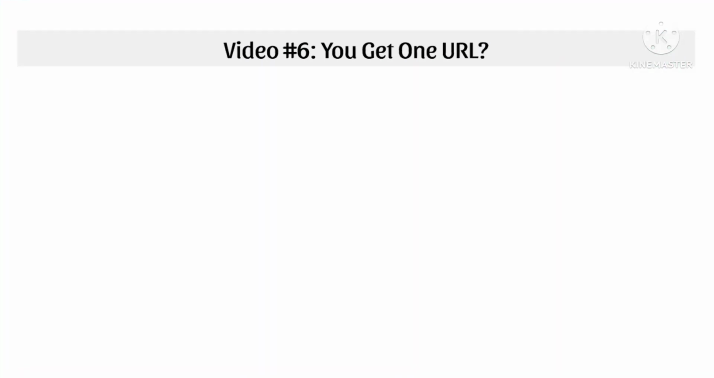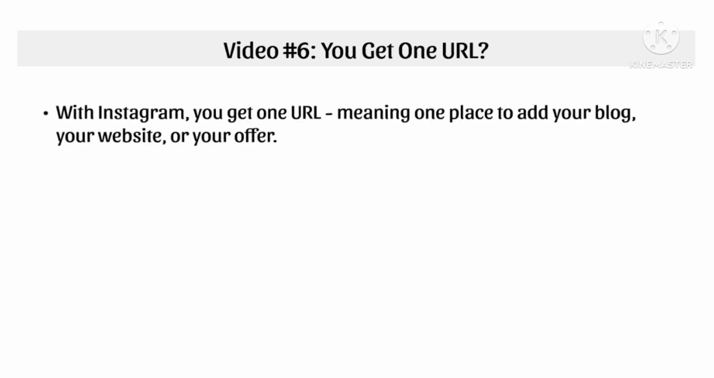All right, welcome back. This is video number 6. It's called You Get One URL. So that's the reality with Instagram: you get one URL, meaning one place to add your blog, your website, or your offer. It's not like Facebook where you can create a post every single time and put a URL directly to your offer. You get one URL, so you've got to choose it wisely. So the question is, what URL should you use? In this particular video, I'm going to talk briefly about the concepts, the fundamentals, and then I'm going to go to Instagram.com and I'll show you what we're looking at.